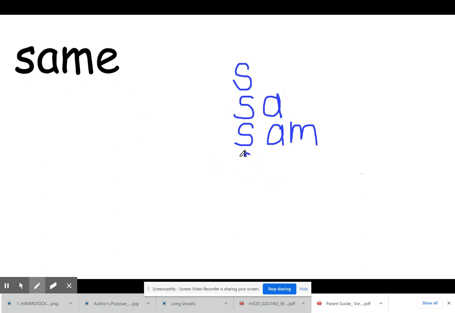And so we should have S, A, M, E, same. S-A-M-E, same. And you can challenge yourself now on this one. We didn't do it on the first word, and you can always go back and add this challenge to the first word if you would like. But see if you can think of a sentence using the word same. And see if you can say it out loud, a whole sentence with the word same.